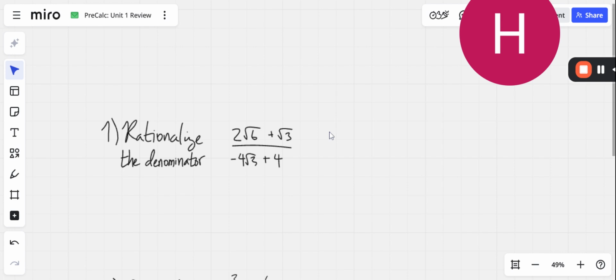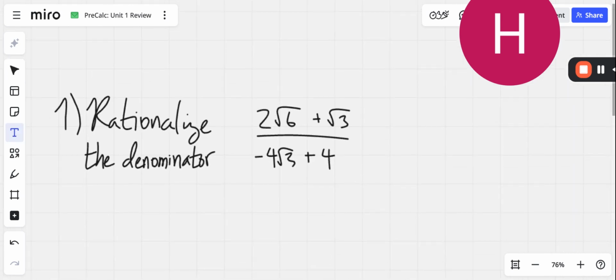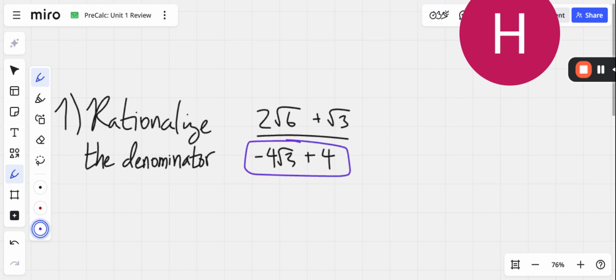Okay, number 1 wants us to rationalize the denominator. So you might remember that rationalize the denominator means we don't want any radicals in the denominator. So a student of mine made a decent recommendation, a decent guess at what should be done. And that was to multiply the top and bottom by square root of 3.